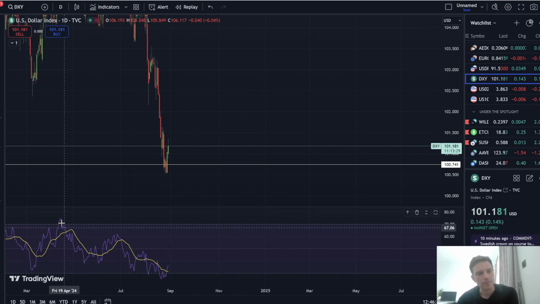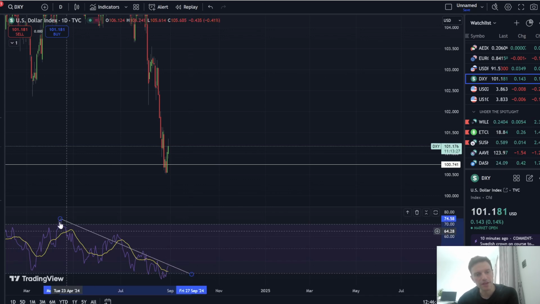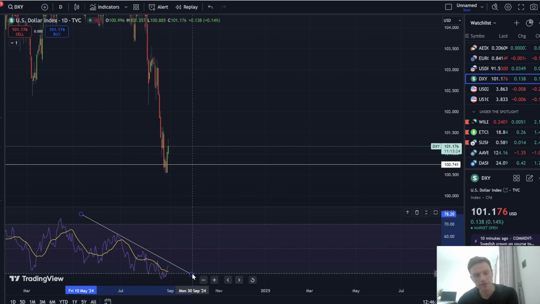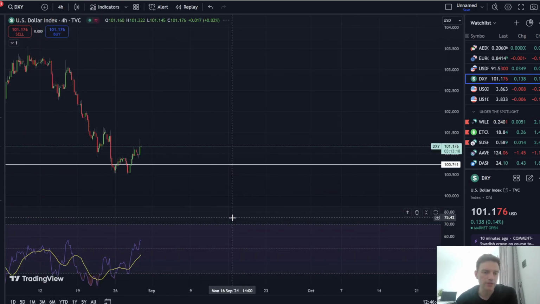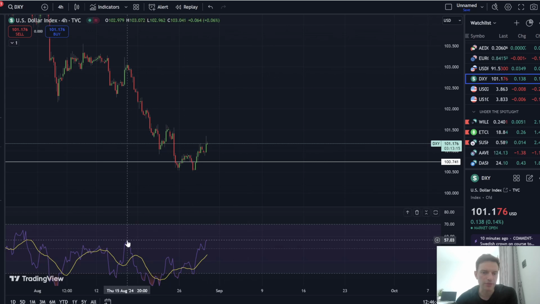If we look at this sort of pattern here for the DXY, you can say that the RSI is downtrending. Is it going to bounce out of there? Is it going to break out soon? I don't know, but if you look then on the 4-hourly, it actually looks like there's a bearish divergence, as we've got a higher high just on the RSI here.